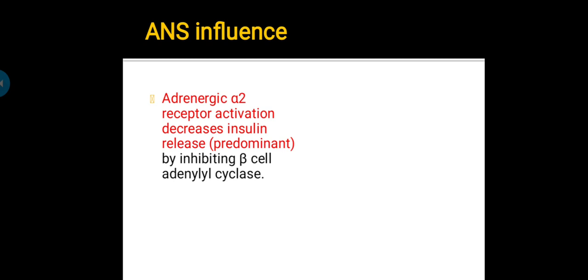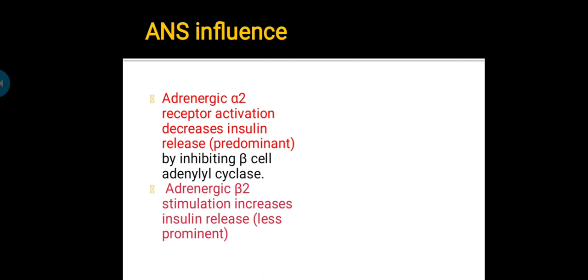How is the autonomic nervous system important? Adrenergic alpha-2 receptor activation decreases the insulin release. That is the predominant effect of the ANS, by inhibiting the beta cell adenylyl cyclase. So when you give a beta blocker, there is more alpha activation, and that can cause decreased insulin release. That's why beta blockers are relatively contraindicated in diabetes mellitus, because they can cause decreased insulin release because of the predominant alpha-2 activation.